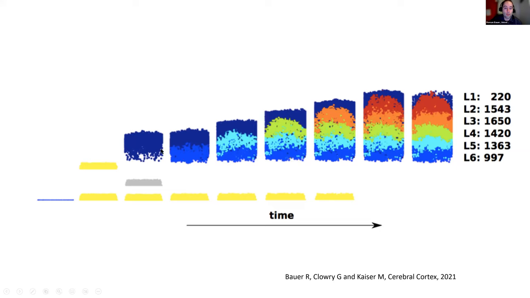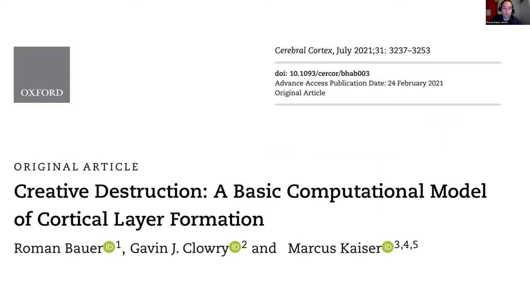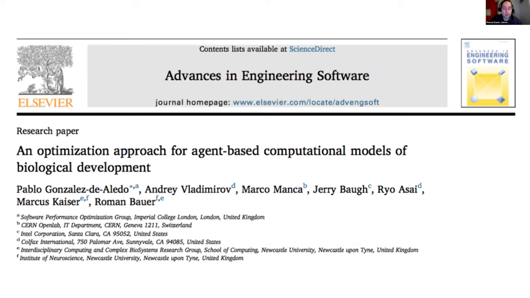Actually it's layer one that first develops, then layer six, and then layer five goes through layer six, and four and three and two and so on. And this is essentially the correct sequence of layered development. And we published this work recently in Cerebral Cortex.